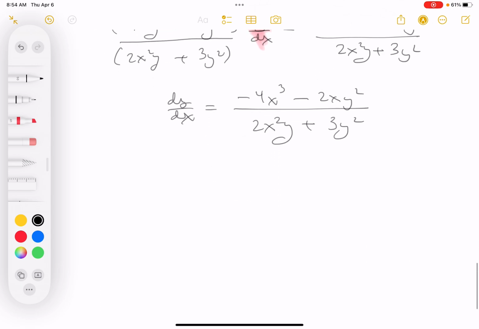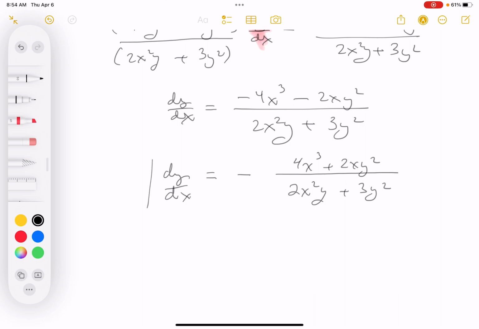Now, there's nothing wrong with the way it's written, by the way, but I do want to say that I like to factor out the minus because it just doesn't look right to me. So I'm actually factoring out minus 1, by the way: 4x cubed plus 2xy squared. What do you get in the bottom? 2x squared y plus 3y squared. I don't see any reductions here, so I'm going to say this would be my answer. I'll put a box in that.